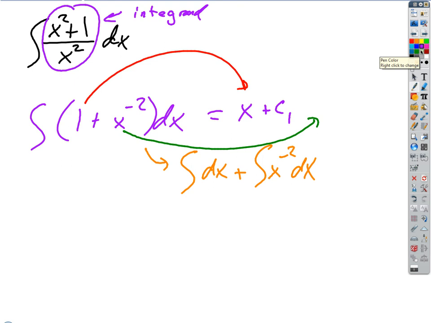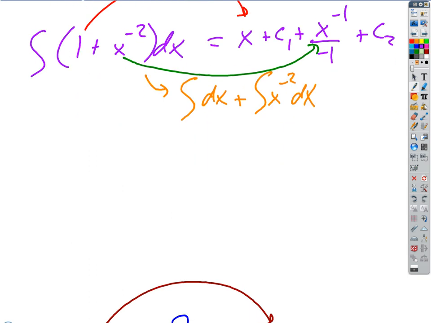What does our power rule tell us for that one? The antiderivative of x to the minus 2 is... negative. No, just kidding. Technically it would be x to the n plus 1, right? So what's that? Negative 1 divided by negative 1, plus, call it C2, right?